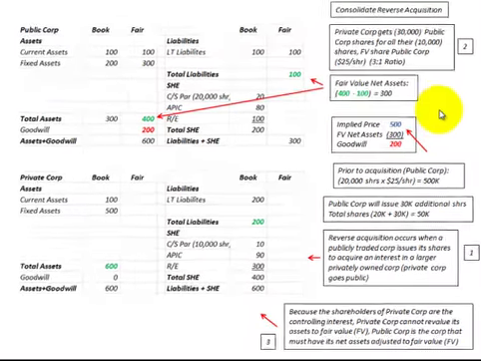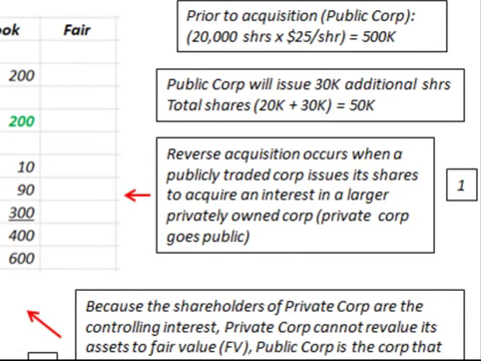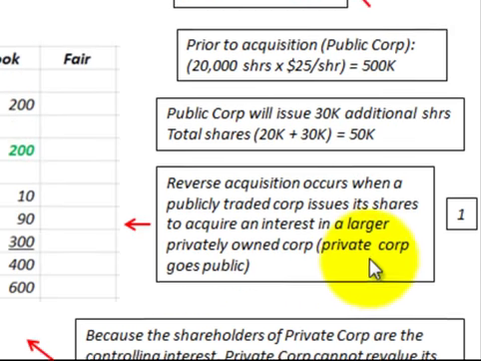Okay, here we're going to be looking at a consolidation where we have a reverse acquisition. So what do we mean by a reverse acquisition? A reverse acquisition occurs when a publicly traded corporation issues its shares to acquire the interest in a larger privately owned corporation. Essentially, the private corporation is going to go public.